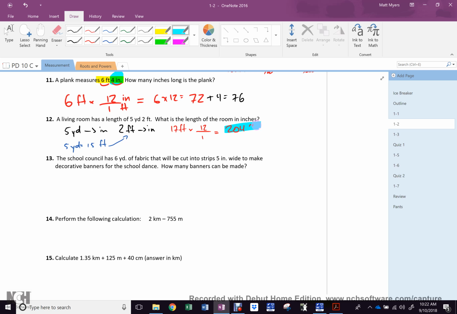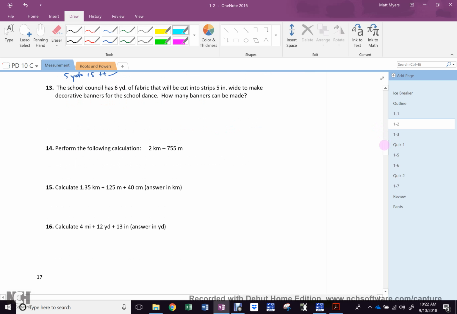Okay? Now, number 13 is a bit of a trick. So let's check it out. What do I got to convert? I got to convert yards into feet and then inches. I can go straight because I know that 36 inches is 1 yard, right? So I can go 6 yards times, I want inches, 36 over 1. 6 times 36 is what? 216.